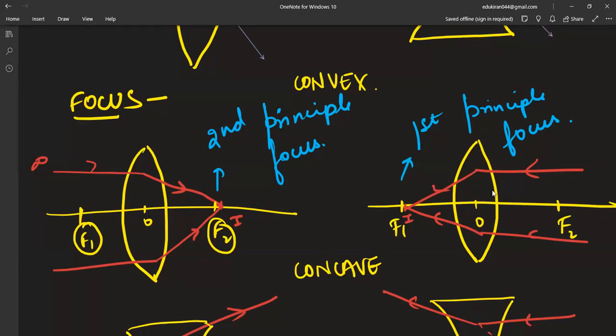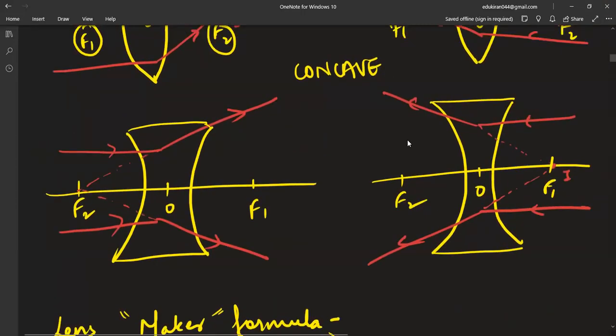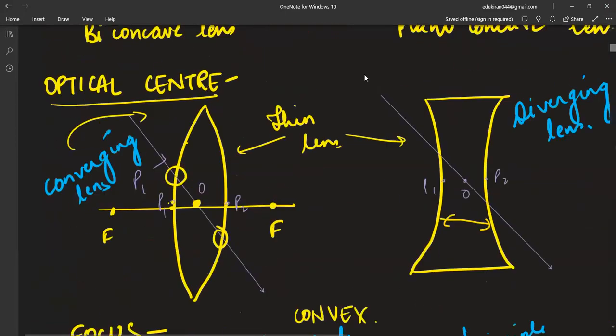All right. So they will be converging at one point. So second principal focus, first principal focus. This is for the convex lens. All right. And most of the images will be formed at the second principal focus. When we're talking about concave, this is F1, this is F2 again. So when light rays come, just where there was convergence occurring, here divergence occurs. Our lens maker formula I'll tell you later. First write down this.